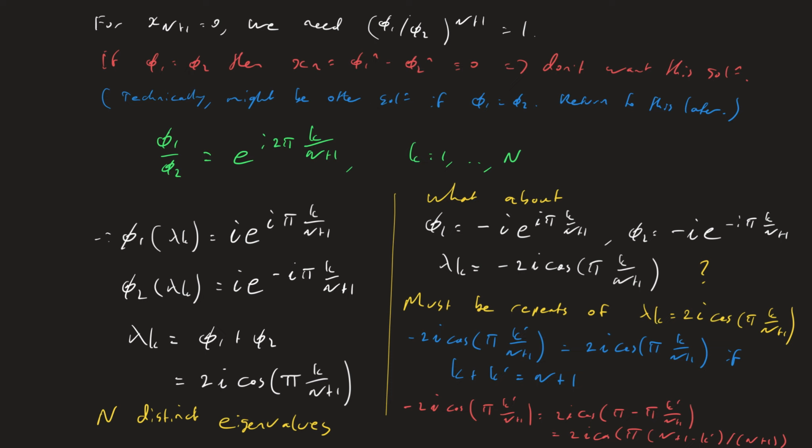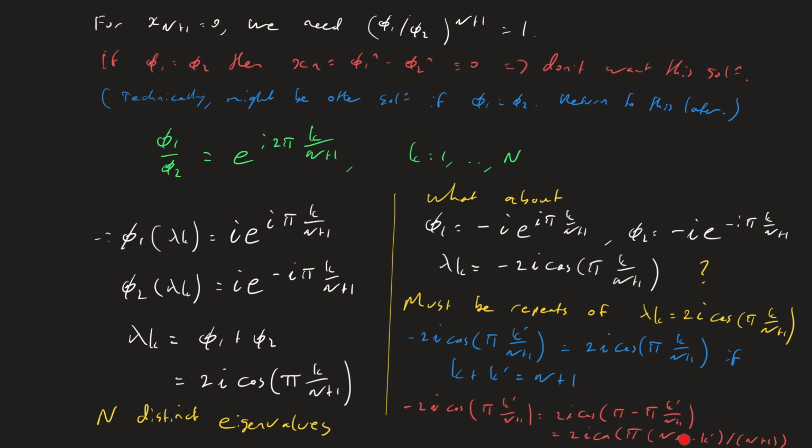To do this, recall that cos of pi minus theta is equal to negative cos theta. So therefore, negative something times cos of something is equal to positive something times cos of pi minus that something. Factoring the pi out, we see that the k we need in this expression over here, because here we have 2i cos something, 2i cos something, to make this equal to this, we choose little k to be equal to big N plus 1 minus k prime.